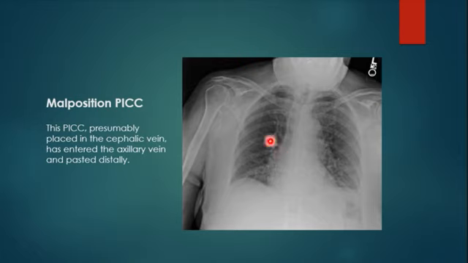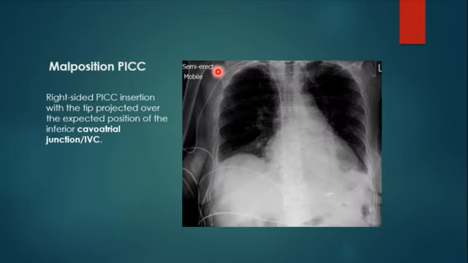This is also another example of malposition of a peripherally inserted catheter. It has been inserted through the cephalic vein of the arm, and instead of going onward, it entered the axillary vein, but what happened is that it flipped back again instead of going here. So this is one of the examples of malposition. This is another example where the catheter, peripherally inserted from the arm, has entered too deeply into the inferior cavoatrial junction, which is the IVC. And this is abnormal, and we don't want that.